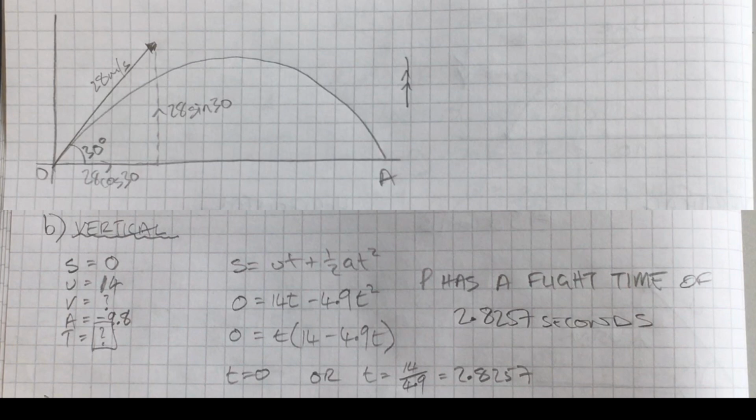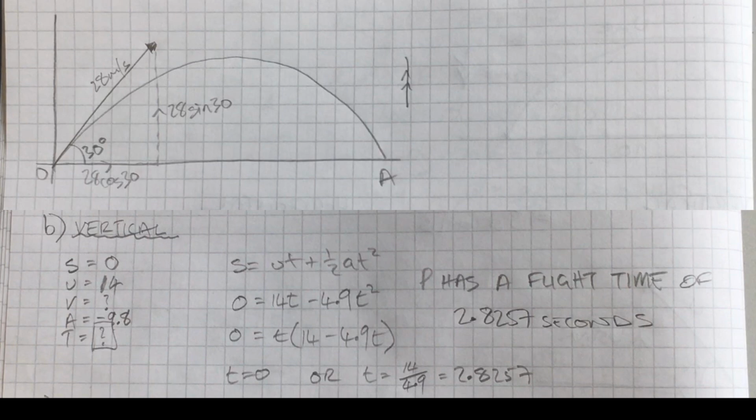So using those variables, S equals ut plus half at squared, substitute the values in, and it looks like I'm going to solve through factorizing. And that generates two results: t equals 0 or t equals 2.8257. T equals 0 actually makes sense because that's the point of projection. Time equals 0 when I initially projected this particle, and the displacement was 0. But it's not the point I'm interested in.